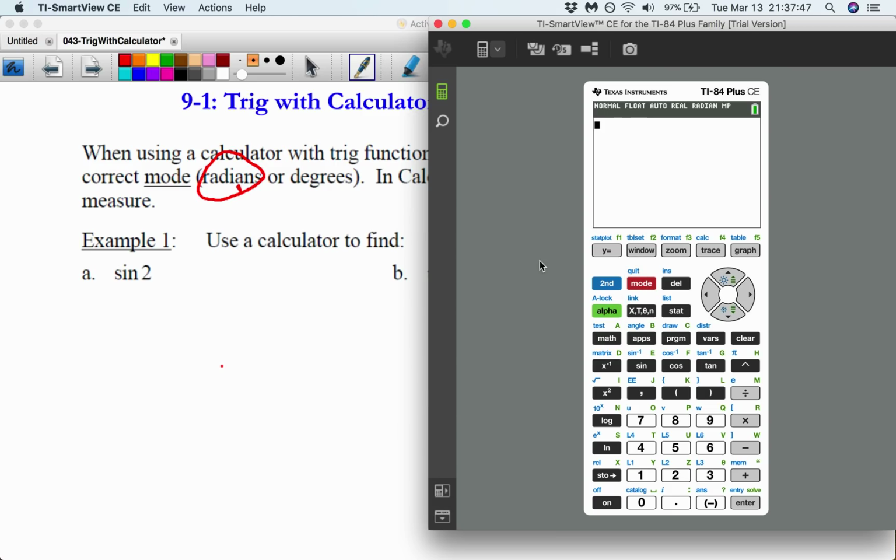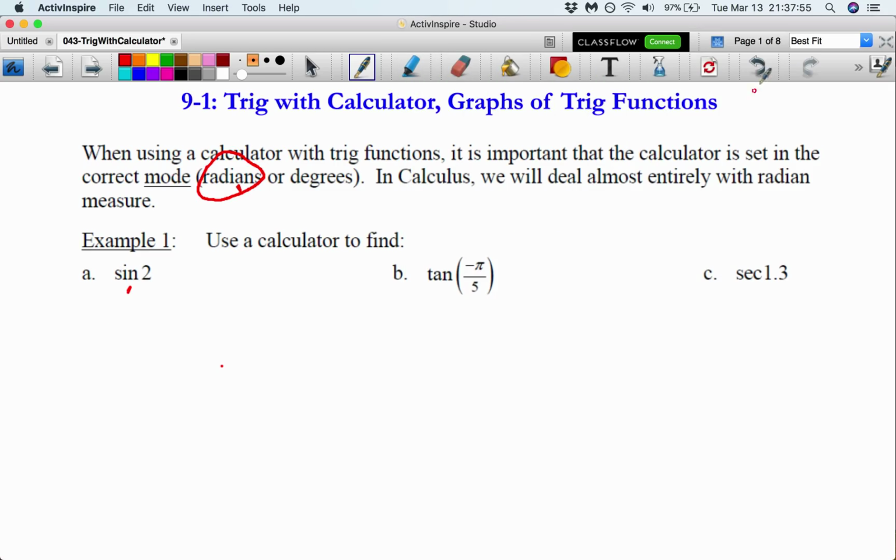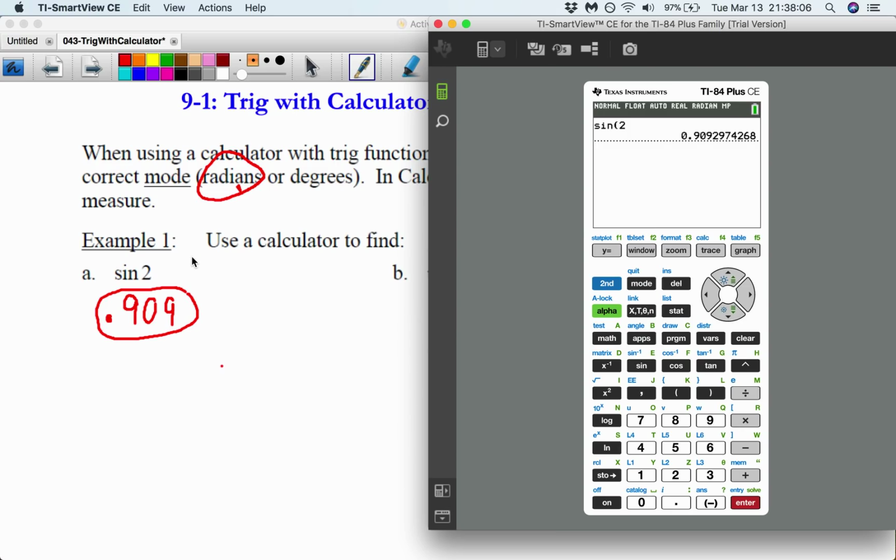So the first thing we should try is sine of 2. 0.909. If you didn't get that, your calculator is probably not in the right mode. I don't know how else to tell you. There's very little you could type wrong there. Careful, careful. I'd be impressed to hear about people who did get it wrong.